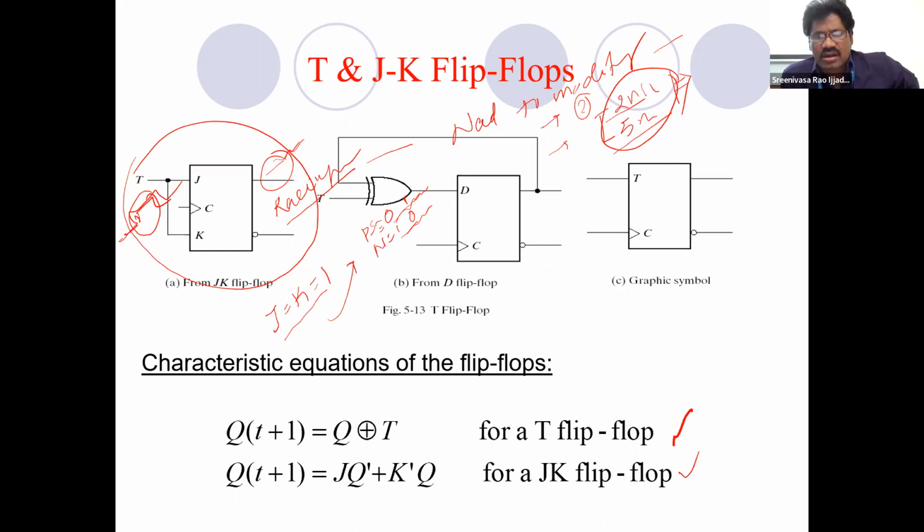So what is wrong with the master slave JK? I think you have to take two flip-flops. It is more complex and it occupies more space, so it is against our VLSI design concepts. Am I right? So anyhow, yeah, come.